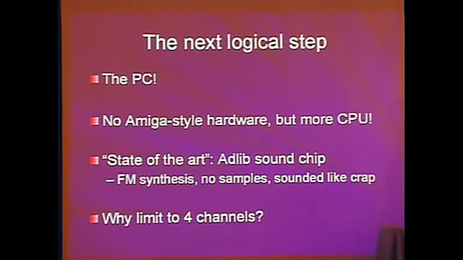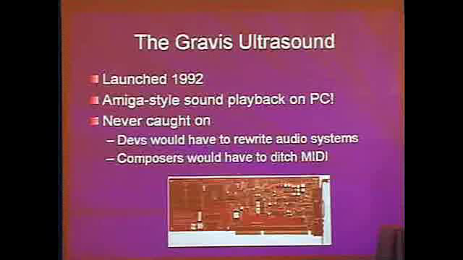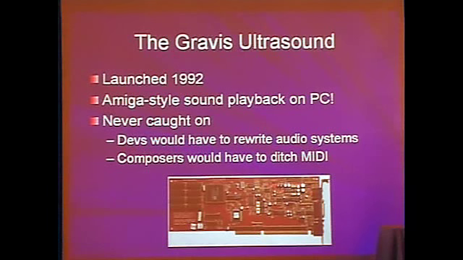At the time, the state of the art was the horrible, horrible AdLib sound chip, which was based on FM synthesis, in every game in those days. No samples. It was truly terrible. So people decided to go ahead and tracker it to the PC. And when they did that, they said, why limit yourself to 4 channels? Especially when this thing came out. This would be the glorious Gravis Ultrasound.